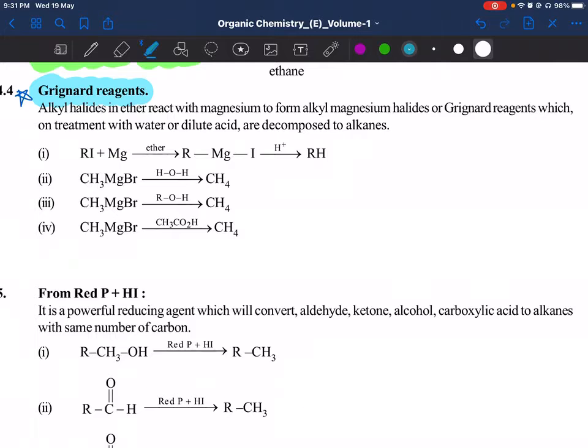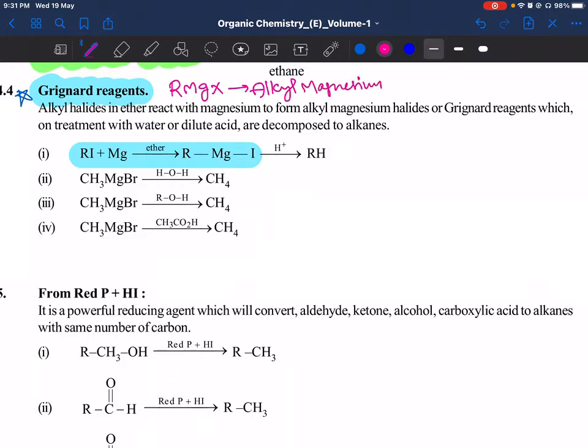So there you can get Grignard reagent, RMgX. What does Grignard reagent mean? RMgX, alkyl magnesium chloride. Alkyl magnesium halides are called Grignard reagents.